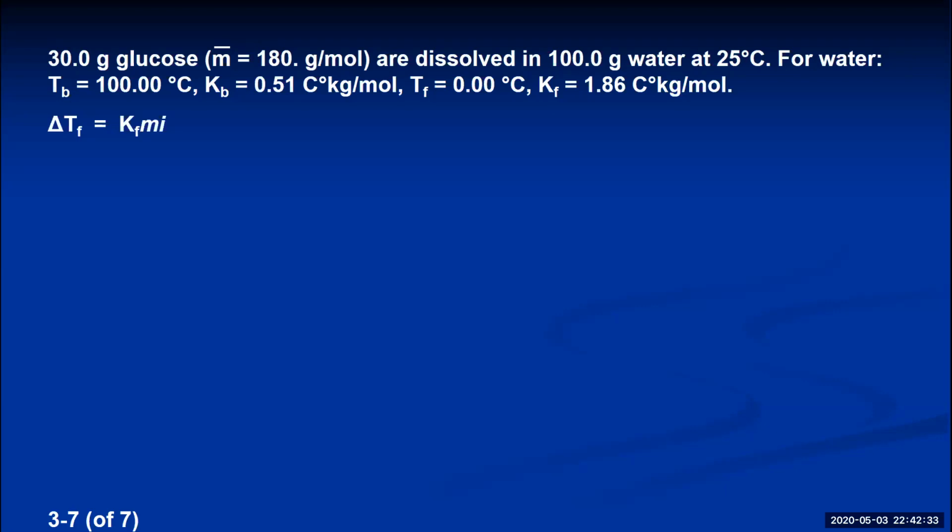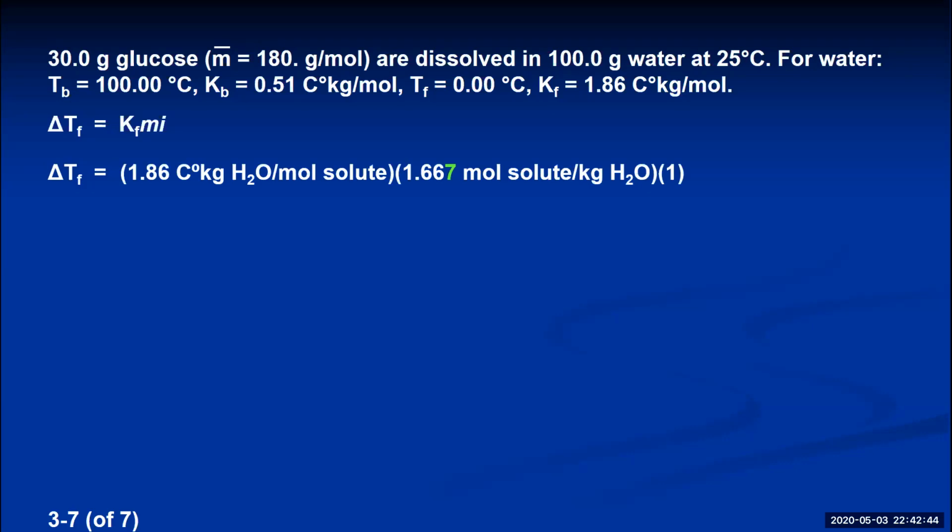The molality we've already calculated before, so I know that's 1.667, and the I value is still 1 because glucose is a non-electrolyte. So we can now really easily calculate the change in the freezing point by multiplying the freezing point constant by the molality times the I value. In this case, our freezing point constant is 3 significant figures and our molality is 3 significant figures. And so our final answer will be rounded to 3 significant figures. So I get 3.10 Celsius degrees.